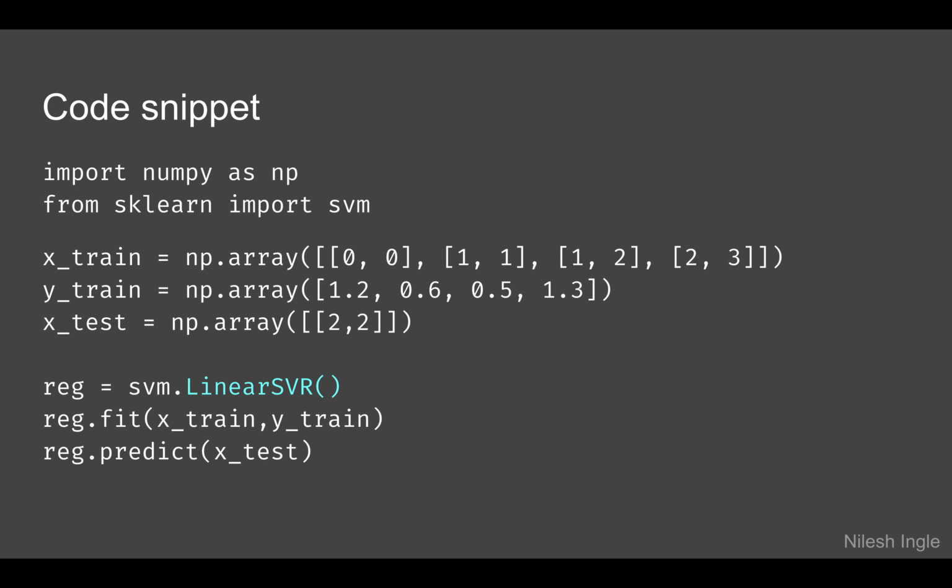And finally, here is a code snippet which is standard. I have the data set, and if you are using a regressor such as linear SVR, then you create a variable reg, fit it on the train set, and then call it for prediction on a test set.